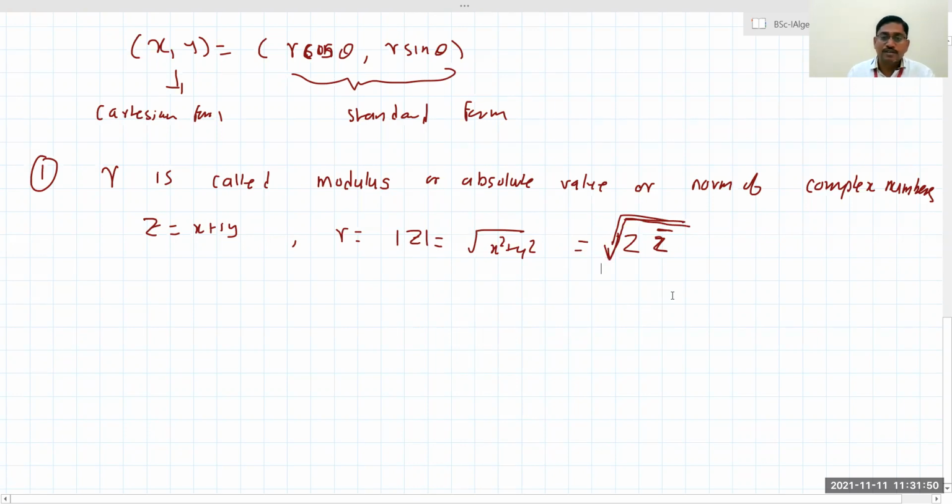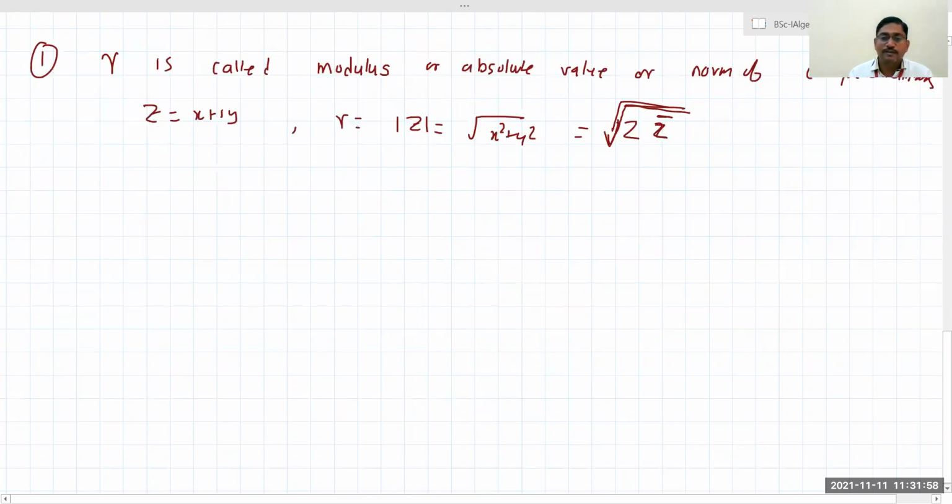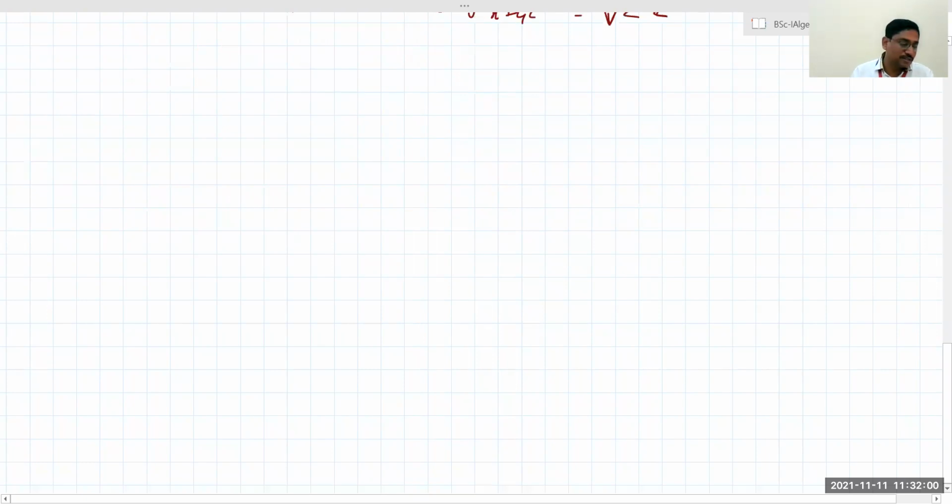Magnitude of z is just the square root of z into z bar. z into z bar is just the real part square plus the imaginary part square. That is z into z bar. We can see it for every complex number. And z bar is x minus iy, if z is x plus iy. So keep in mind this magnitude of z. You can write it directly like this, and it is denoted by r.